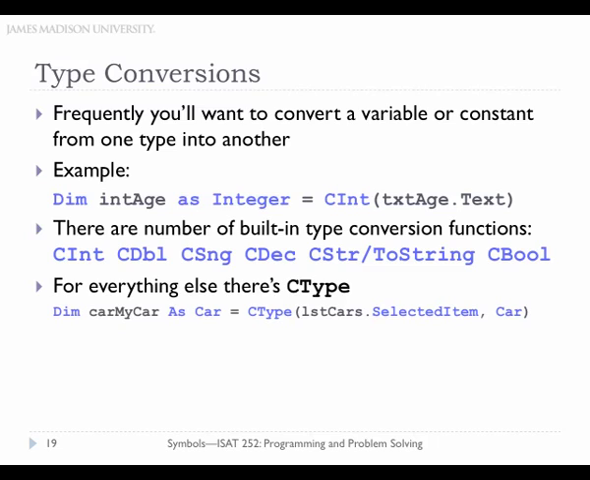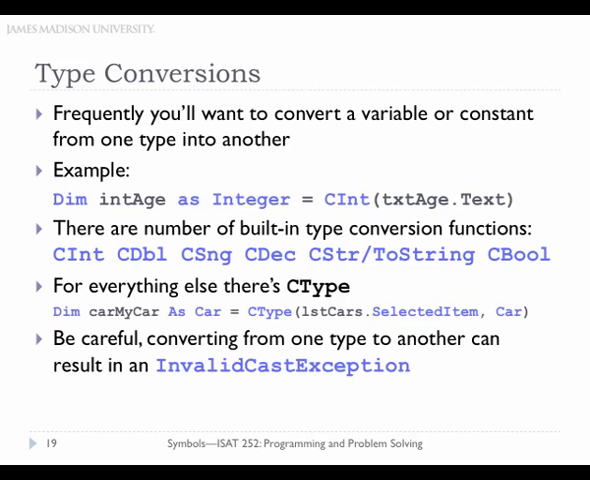The first parameter in our CType method is the data that we'd like to convert, and the second parameter after the comma is the data type that we want to convert to. So this example would convert that list item into a car variable, or it would try to anyway, and assign that to the myCar variable. You need to be careful when doing type conversions, because converting from one type to another can result in an invalid cast exception.